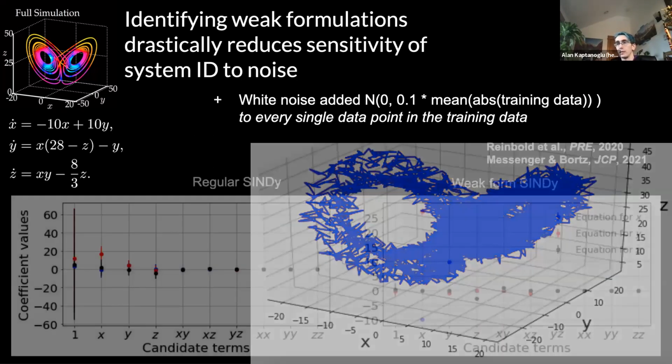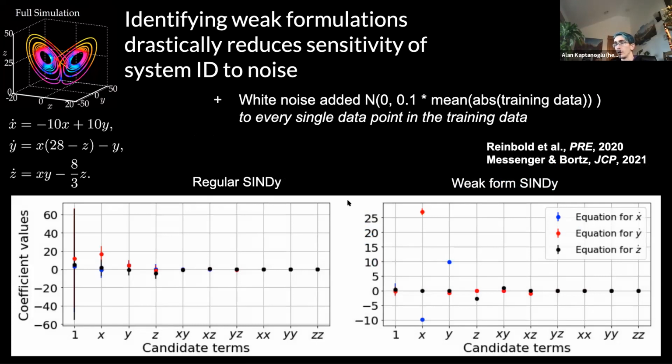And basically, regular SINDy can't handle this at all. So here I'm plotting the candidate terms for a quadratic library for Lorenz, and then the coefficient values for the x dot equation, y dot equation, and z dot equation. If you look at the weak form results for the x dot equation, you can see it's still getting a -10 on the x and a +10 on the y term.